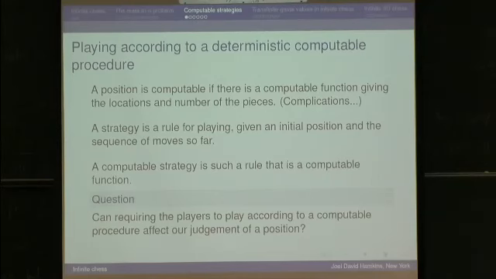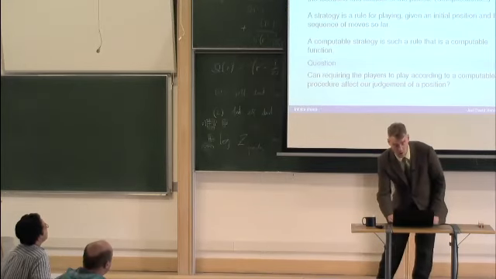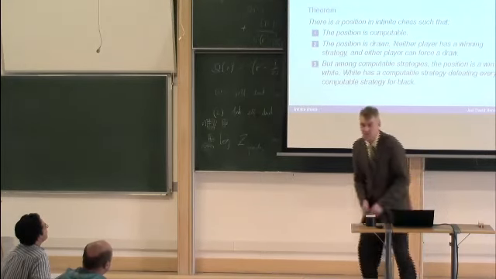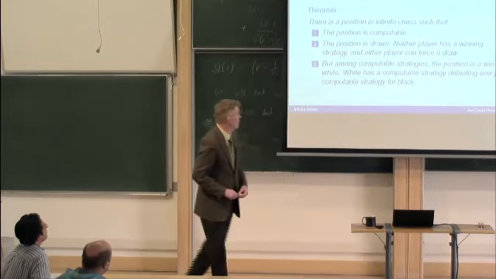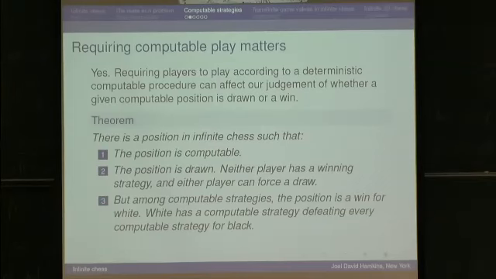What is a strategy? Well, it's a rule for playing given the initial configuration and given the finitely many moves that have been made so far, and a computable strategy is just such a rule that's given by a computable function. So the question that interested me is, can requiring the players to play according to a computable procedure affect whether or not we regard that position as won or drawn? And the answer is yes. Requiring the players to play according to a computable procedure can affect the answer.